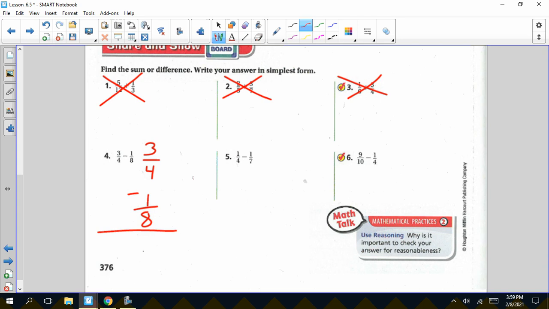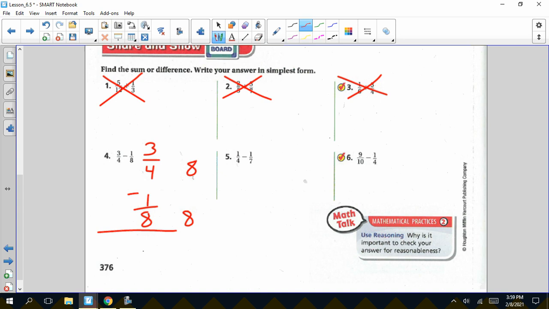Now our first step is going to be to find a common denominator. So I want to count by 4s and I want to count by 8s. So I'm thinking 4 times 1 is 4, 4 times 2 is 8, 4 times 3 is 12, 4 times 4 is 16, okay? And then we count by 8s. 8 times 1 is 8, 8 times 2 is 16, 8 times 3 is 24. Finding a number that they have in common, 8 is a common denominator. They both can turn into 8s.